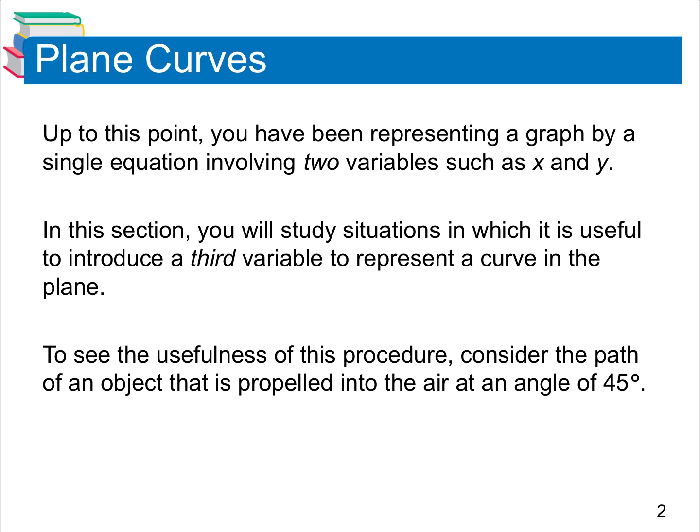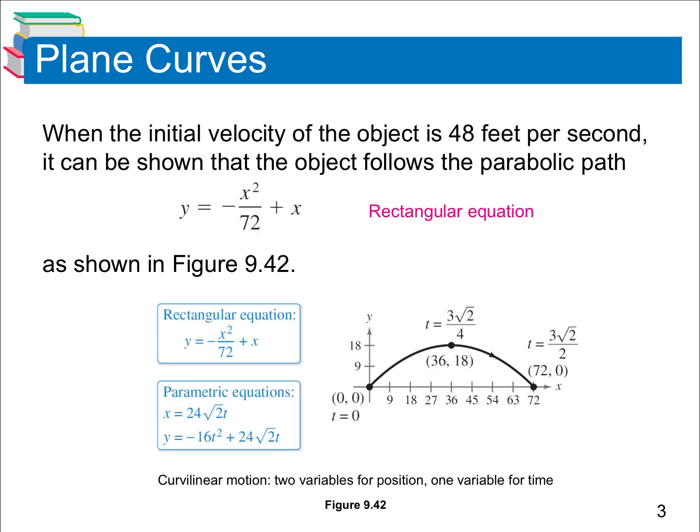Up to this point, we've been representing a graph by single equations that have two variables, right? Such as x and y. In this section for 9.4, we're going to introduce a third variable, and it's going to represent a curve in a plane. All right, so we're going to have three variables. There's going to be an x and a y, and then a t. Okay, everybody understand? All right.